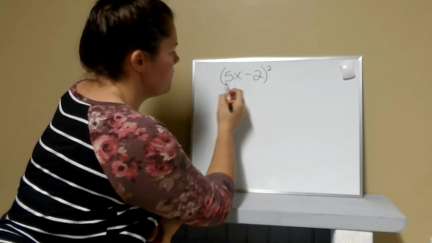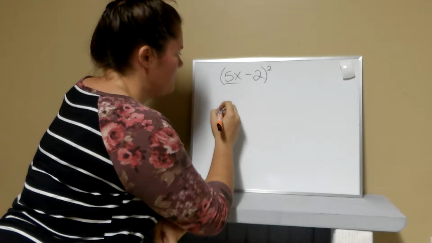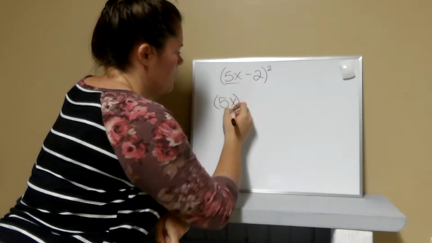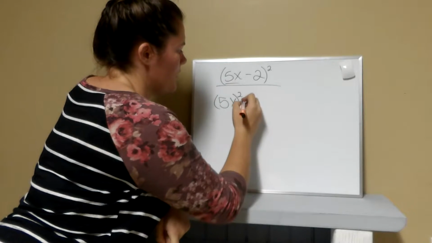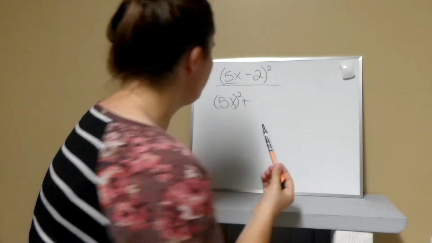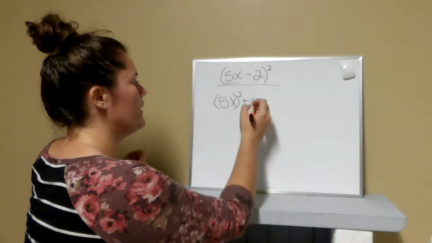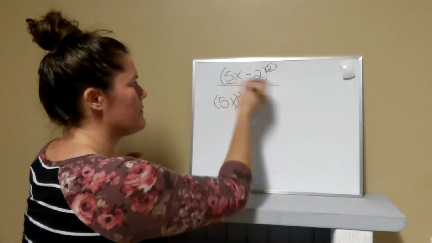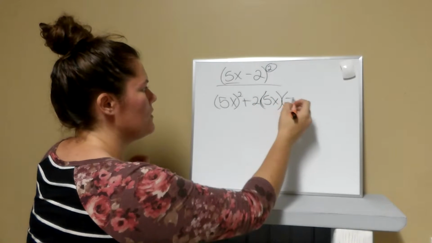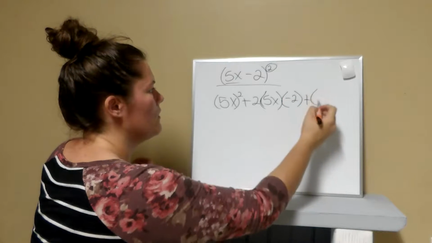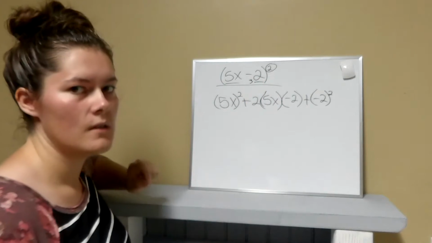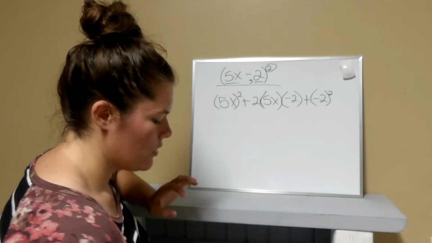Okay, so this is the first step. You have 5x squared. Second step, you're multiplying, you add in between each step. Then you multiply 2, this number, times everything in here, times 5x times negative 2, plus negative 2 squared, because this is your third step. So this is how you're checking your equation.